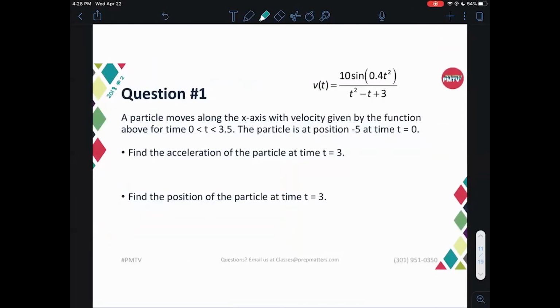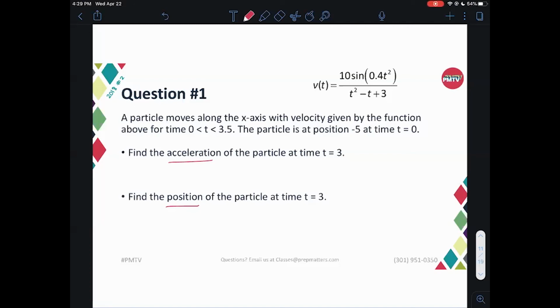All right, so here's our first free response question. And this is a question from the 2018 exam. So here, this question, we are looking at a particle. This is a physics kinematics question here. The particle moves along the x-axis with velocity given by the function above for time t between 0 and 3.5. Let's see if I can read math properly. The particle is at position -5 at time t equals 0. Find the acceleration of the particle at time t equals 3 and find the position of the particle at time t equals 3.